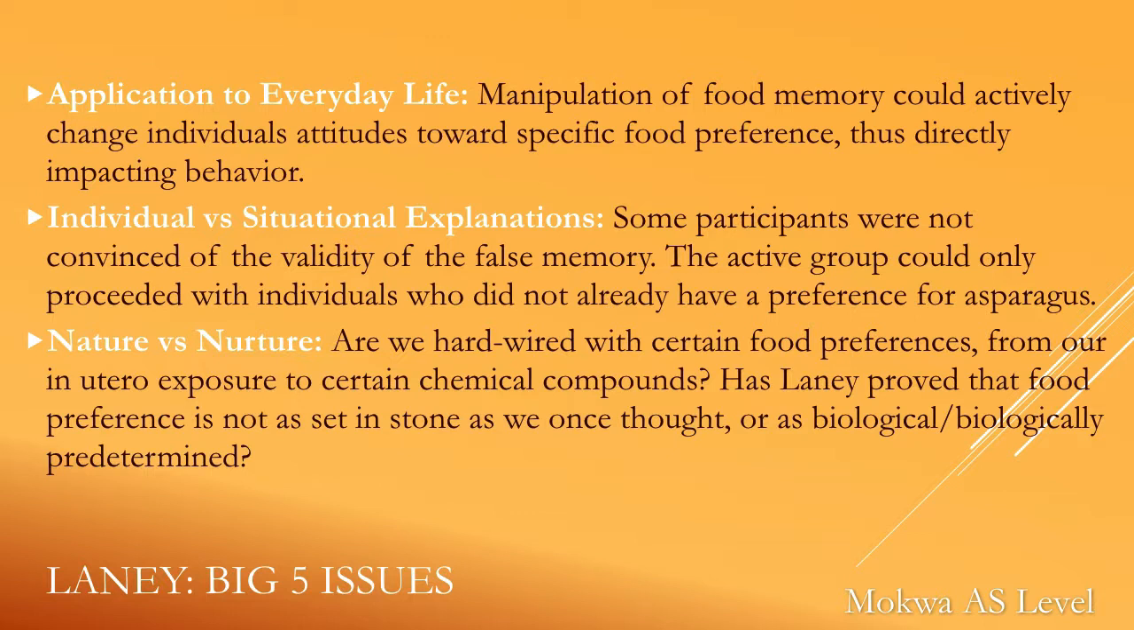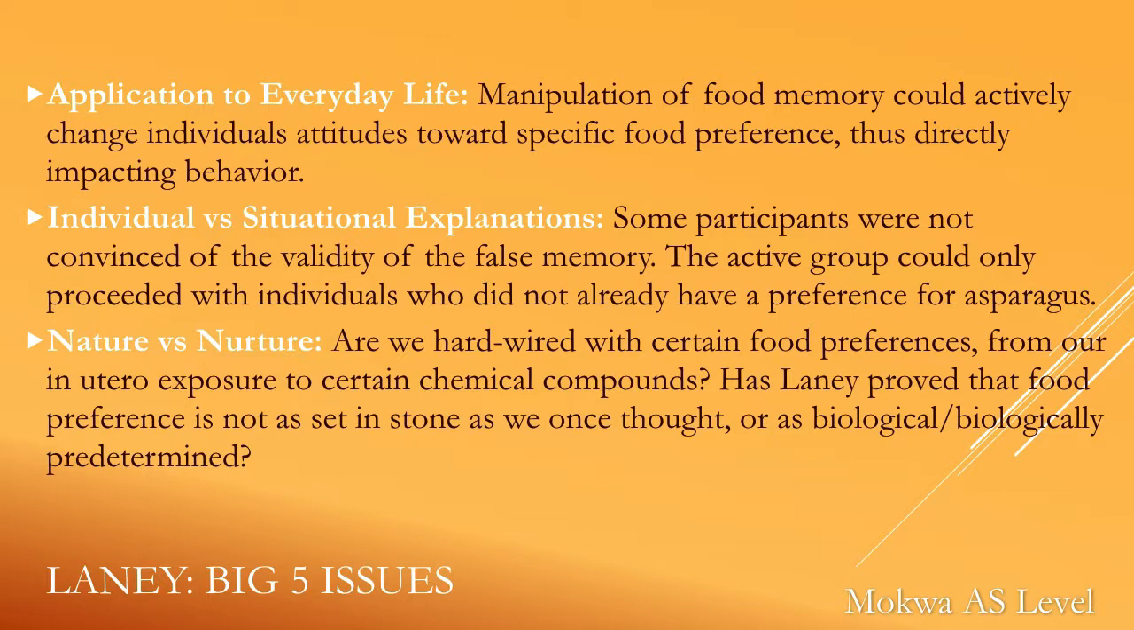Individual and situational explanations. As we said, everyone is different. Not everyone likes the same foods. Some people love strawberries, some people hate them. Some people love asparagus, some people hate it. So we had to make sure that the people in the active group were placed in that group and had a neutral feeling toward asparagus, not a negative feeling, not a positive feeling. We had to start with individuals who had a neutral feeling.